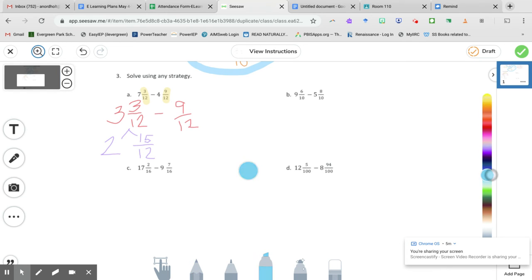So now in this turquoise, I like to circle what I have in my problem. So I'm left with 2 and 15/12 minus 9/12. So 2 minus nothing is 2. 15/12 minus 9/12 is 6/12.